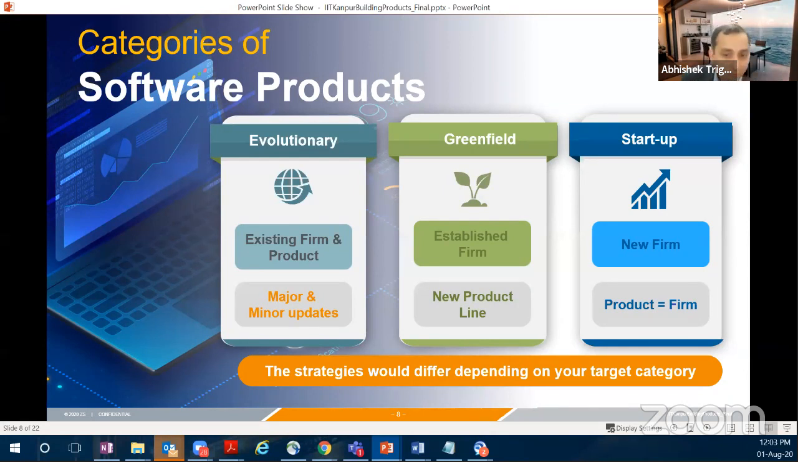That's how Microsoft came out. That's how Google came out. They all started at one point with the mindset of how to build something very unique and innovative, and then expand upon that. But as they expand, the left two, evolutionary and greenfield, become more and more common. Of course, the strategies and approaches you would take to create products would differ for all three of these, and that's why it's very important to call that out, so from the get-go you're very clear which bucket you're building your products from.